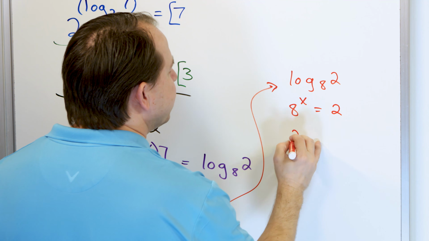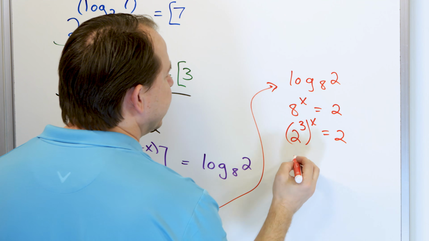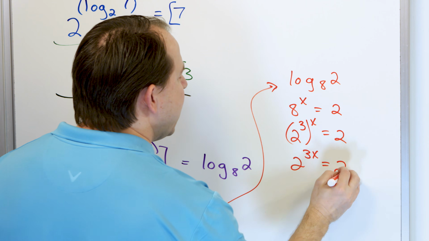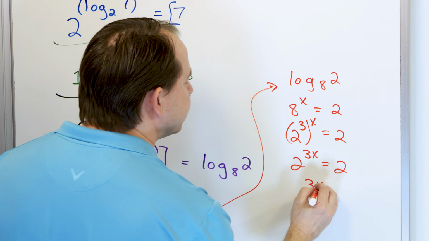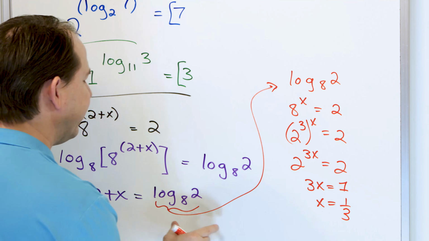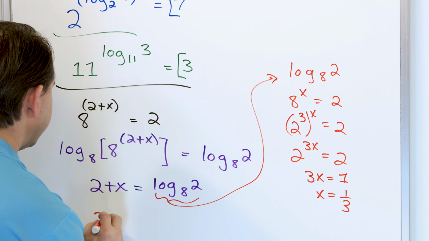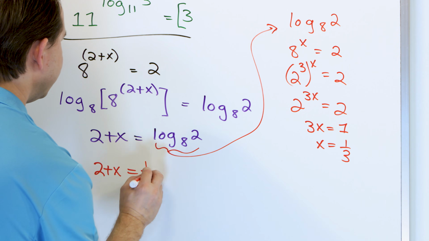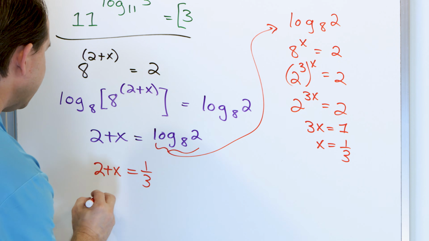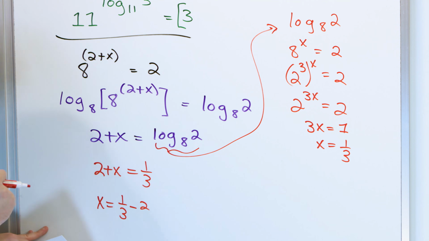But you know that 8 can be written as 2 to the power of 3. That's all I did there. So you multiply the exponents. 3 times x is 3x. And I can equate these exponents. 3x is 1. So then x is 1/3. I did all this on the side just to figure out that the right-hand side was equal to 1/3. So I have 2 plus x is 1/3. So all I have to do to solve this equation is say that x is 1/3 minus 2.